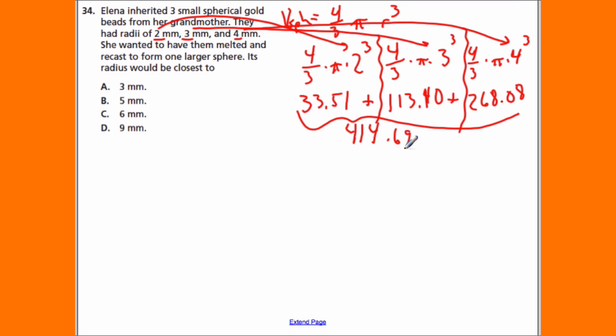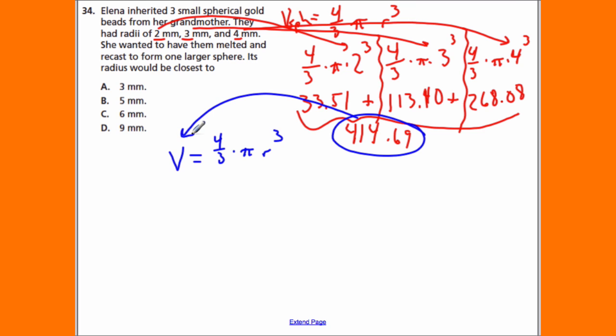So I've got to take this volume that I can work with here, this 414, and go back and work with the equation. The volume is equal to 4/3 times pi times r cubed. Well, right now, I know this is the volume I have to work with. So 414.69 is equal to 4/3 times pi times the radius cubed. So I need to somehow solve for the radius. That's what they're asking about. So I need to get rid of this 4/3 and this pi. These two numbers I need to get rid of. And since it's all times, we can go ahead and divide by 4/3 pi.